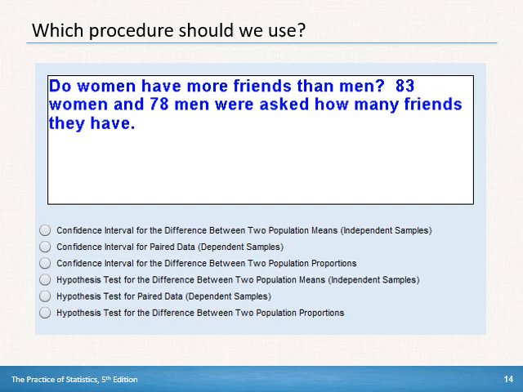So, do women have more friends than men? 83 women and 78 men are asked how many friends they have. Okay, so the first thing you want to think about is, is this proportions or is this means? So the data we're collecting, are we asking yes, no questions, or are we collecting data and then going to average them, all right?